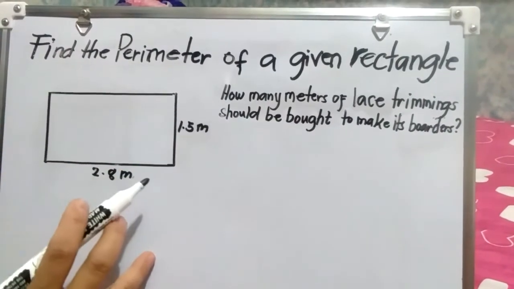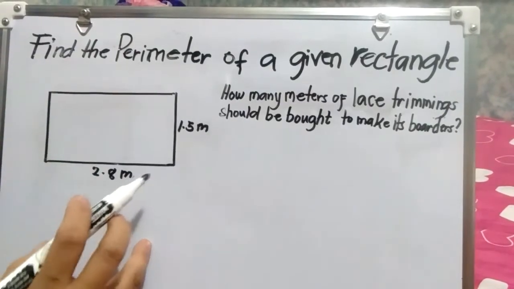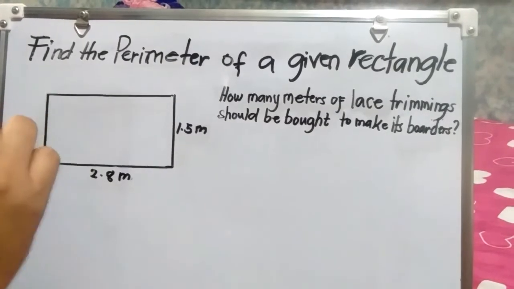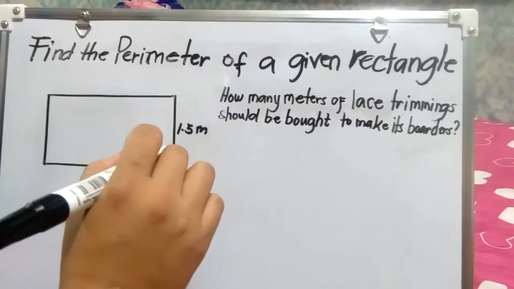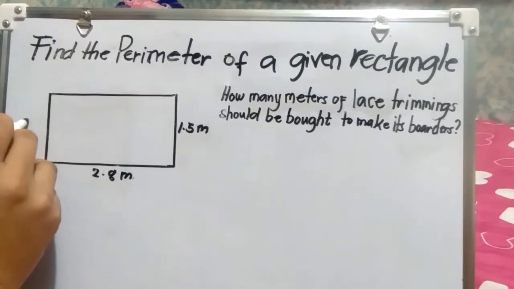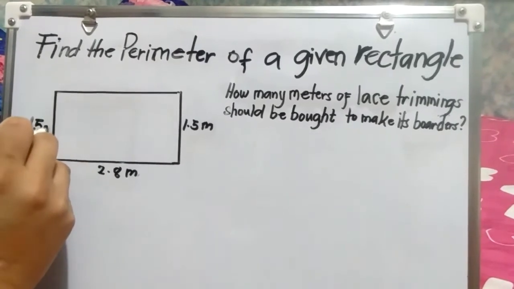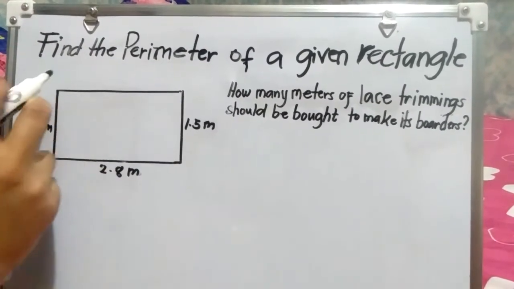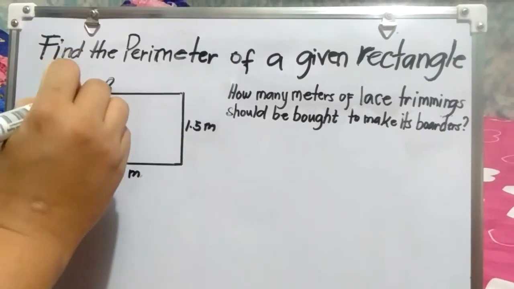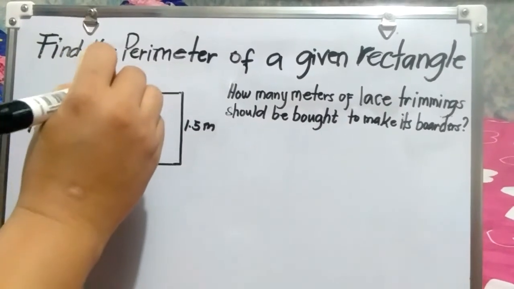So, to find the perimeter of the rectangular tablecloth, the perimeter of a rectangle is defined as the sum of all sides of a rectangle. So, this side is the same as the other side, so this is also 1.5 meters. And the length side is equal in measure to the other side, the length of 2.8 meters.